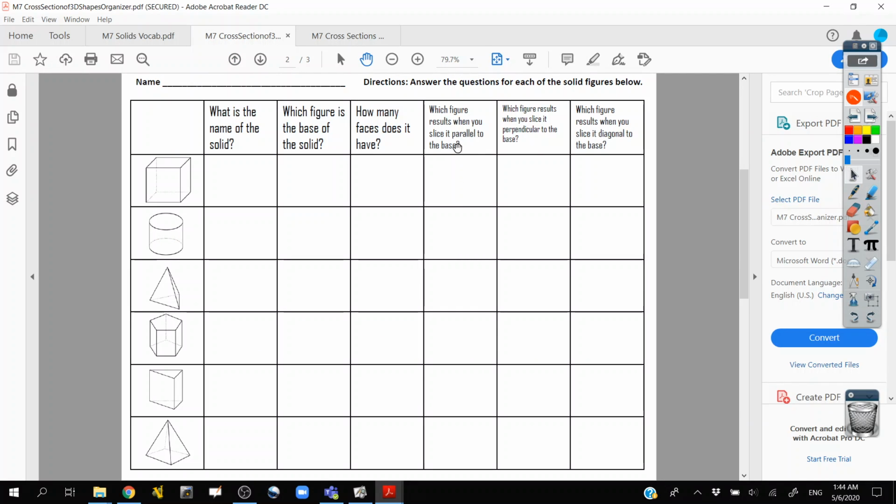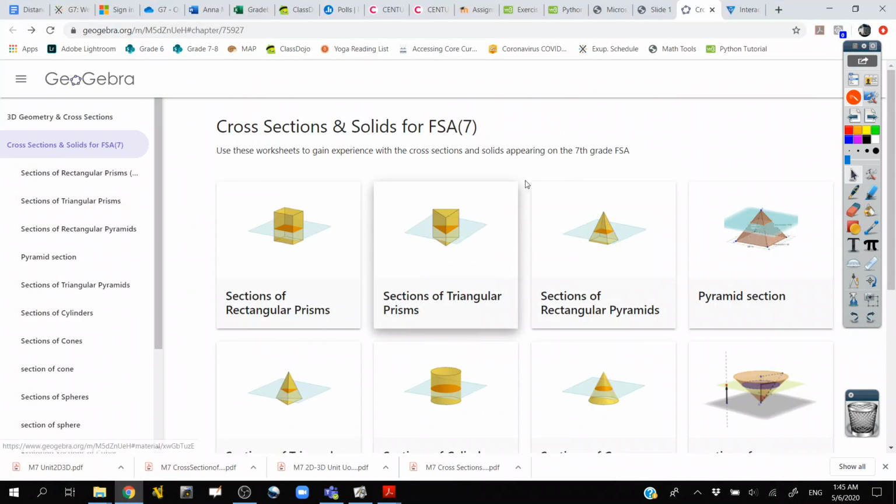So when you go through here, when you slice parallel to the base, well, this base is here. If we slice it parallel, what do you get? If you slice perpendicular to the base, if we slice vertically here, what do we get? When you slice it diagonally to the base, diagonally this way, what do we get? Here's an applet I've given you to play around and help you with this.